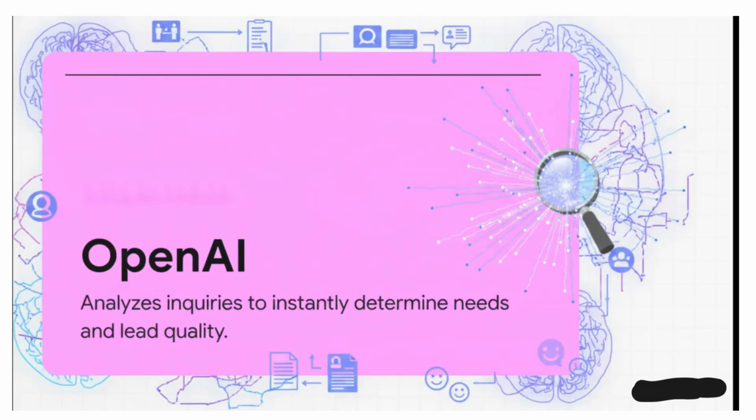If n8n is the nervous system, OpenAI is the brain. It does all the cognitive heavy lifting. It doesn't just send some generic robotic auto reply like we're used to seeing. It actually reads the submission, detects the sentiment of the message, categorizes the business, scores the lead quality, and gauges potential interest. It gives your entire system the ability to understand context. So, when that automated response goes out, it feels uniquely tailored, highly professional, and perfectly human.